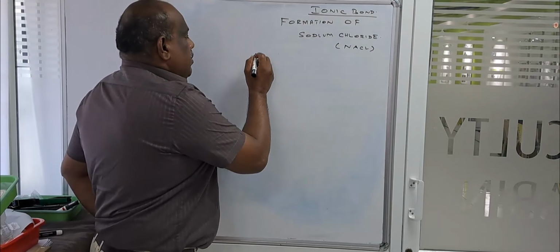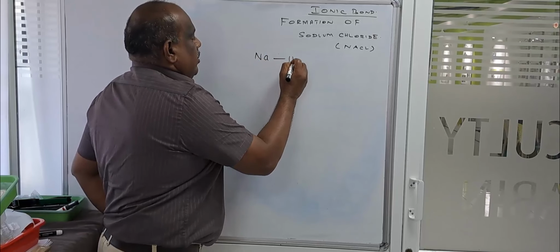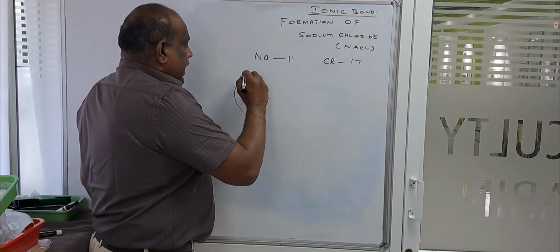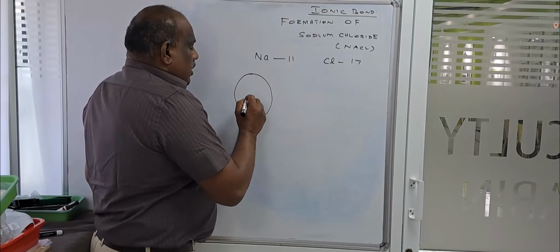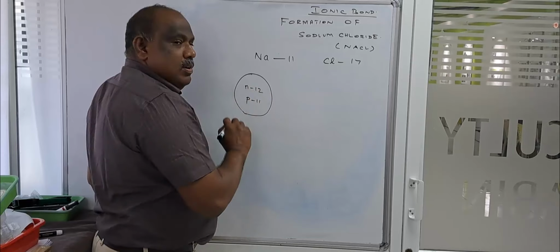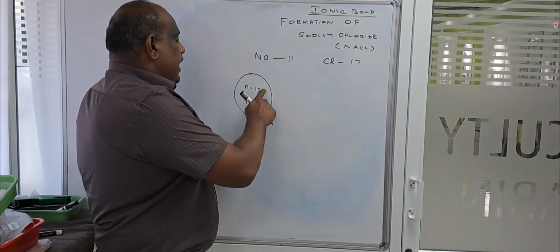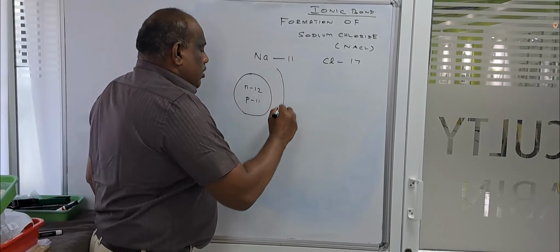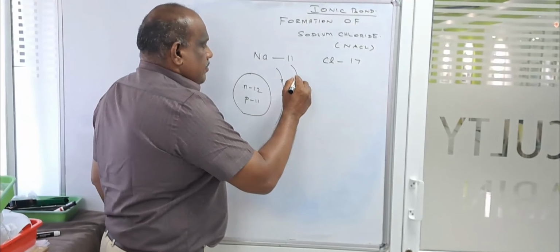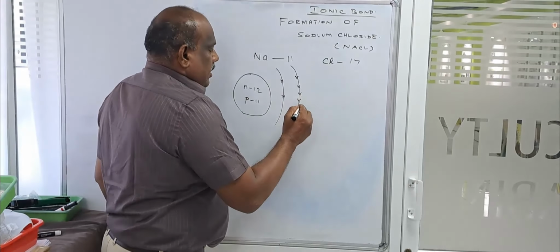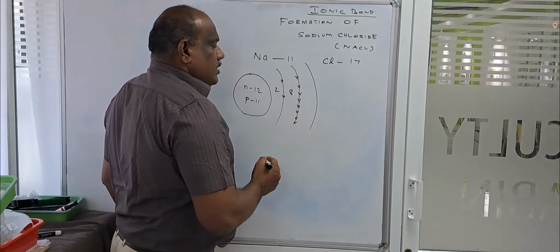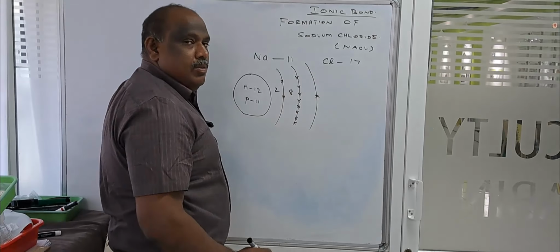Now what is the atomic number of sodium? 11. Very good. What is the atomic number of chlorine? 17. If I draw the diagram, you can see. What is the number of protons in sodium? 11. The number of neutrons is 12, because the mass number is 23, and if we add these two we get 23. In the first orbit, how many electrons will be there? 2 electrons. In the second orbit? 8 electrons. So it is 2, 8. In the third orbit, how many electrons will be there? Only 1 electron.